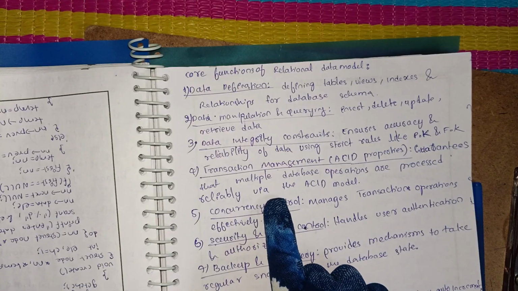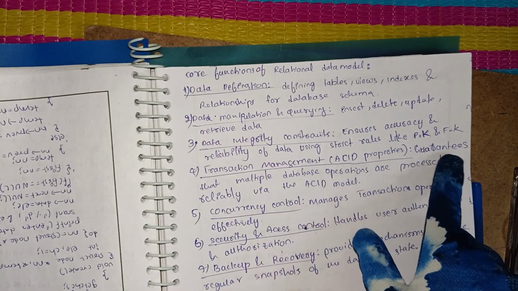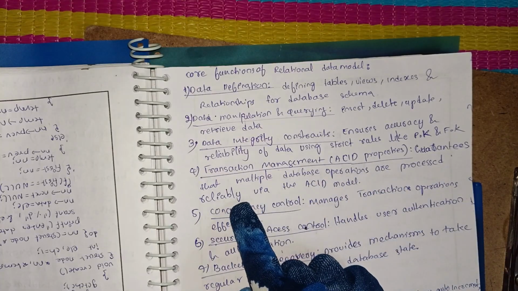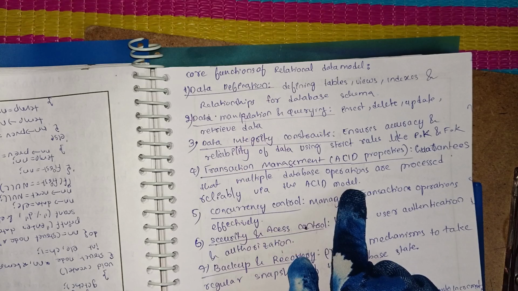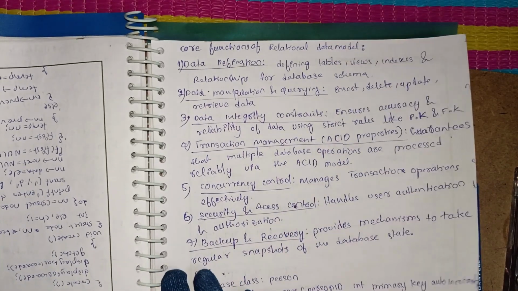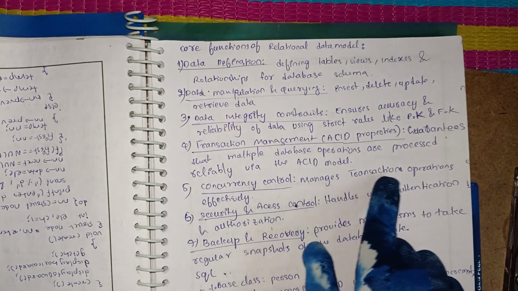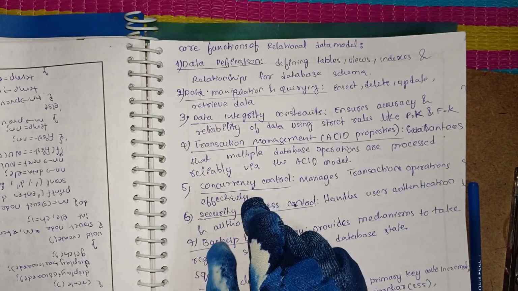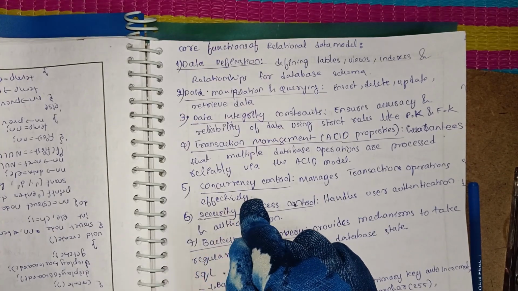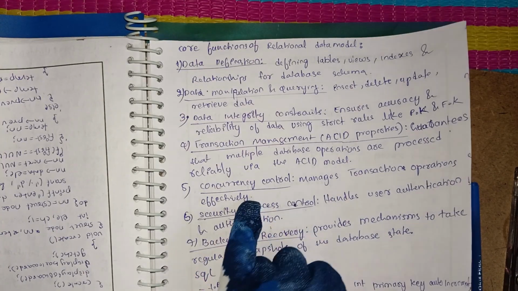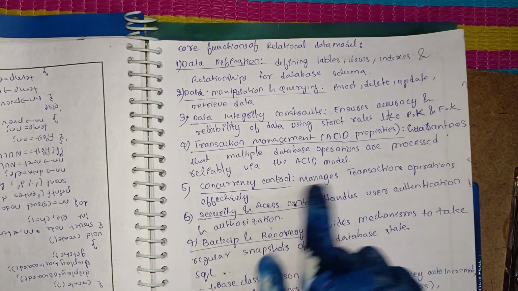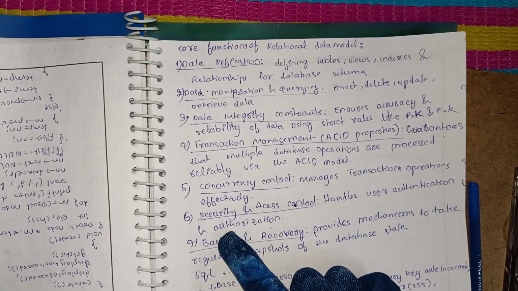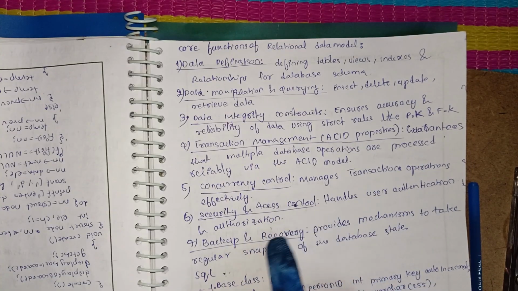And then transaction management, ACID properties, guarantees that multiple database operations are processed reliably via the ACID model. And concurrency control, manages transaction operations effectively. Transactions means the step-by-step operations performed on data items, as I have said earlier, with an example for this. And then security and access control, handles user authentication and authorization.